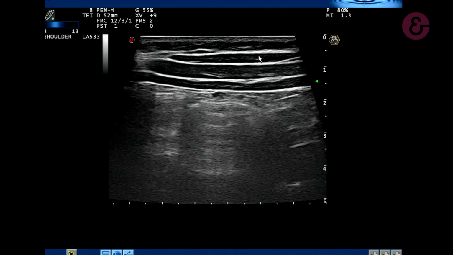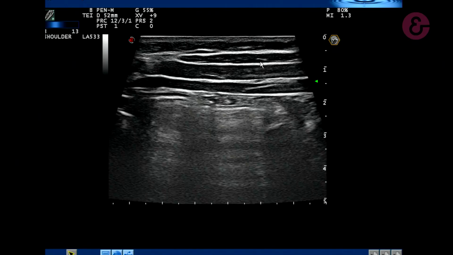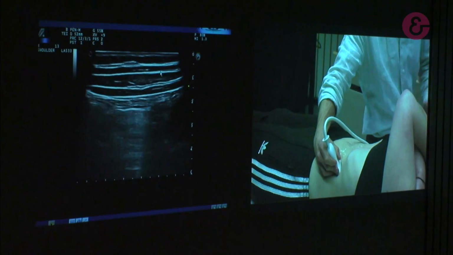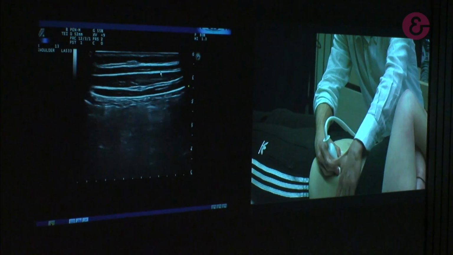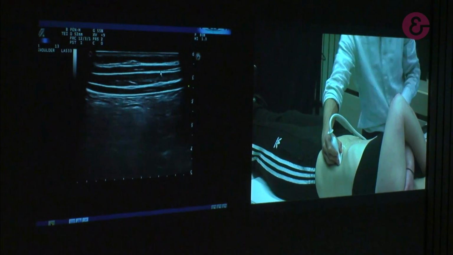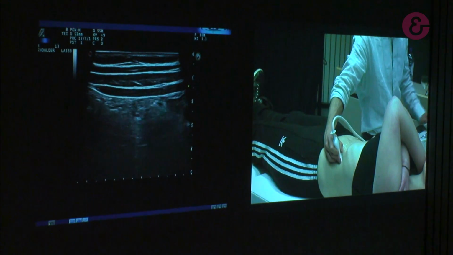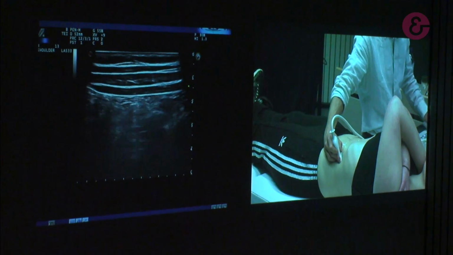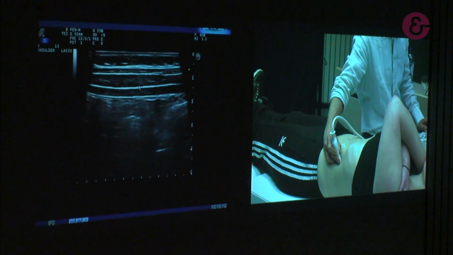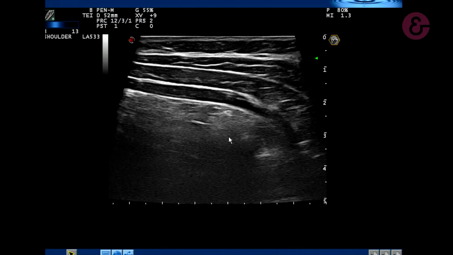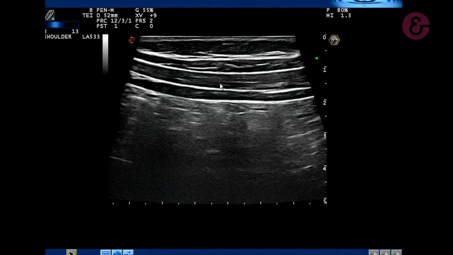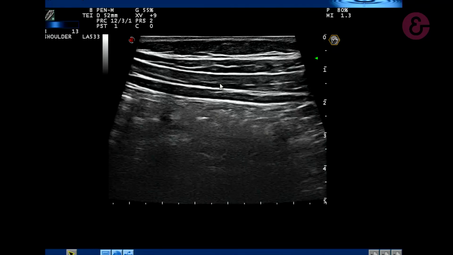If I want to see my obliquus externus muscle in the sagittal plane, I need to turn my probe a little bit. We know that the origin of the muscle is the lower 6 ribs, and the direction is to the linea alba, to the pubis, to the inguinal ligament. So I can see the perimysium as lines. If I turn my probe 90 degrees, I can see the perimysium as lines, and so I can recognize the direction of this muscle.